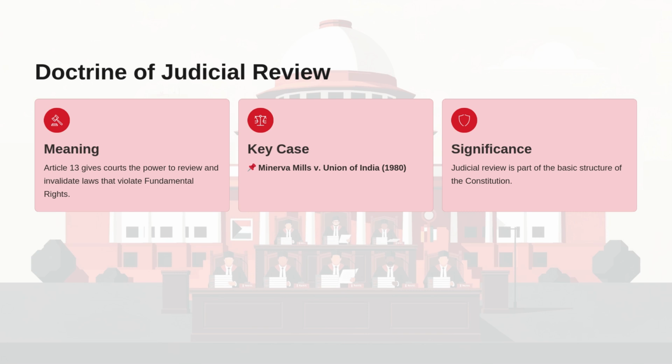Now, there are a few points that you must keep in mind. Number one, judicial review is part of the basic structure of the Indian Constitution. Now, what is basic structure? See, every time there is a change made in the Constitution, such changes are called amendments. Every time the Parliament brings about an amendment in the Constitution, they can do so, but they cannot touch the basic structure. They cannot destroy the basic structure of the Constitution.